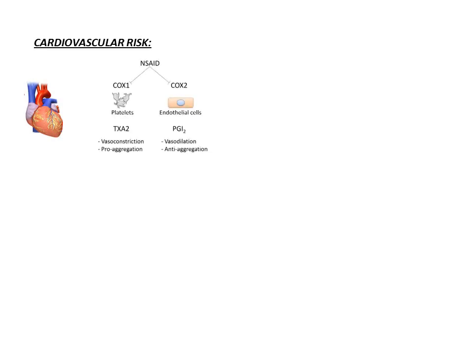Under normal condition, there is a balance between prostacyclin PGI2 and thromboxane A2. Prostacyclin PGI2 is produced by COX-2 in endothelial cells and is responsible for vasodilation and inhibition of platelet aggregation. Thromboxane A2 is produced by COX-1 in platelets and is responsible for vasoconstriction and promotion of platelet aggregation.